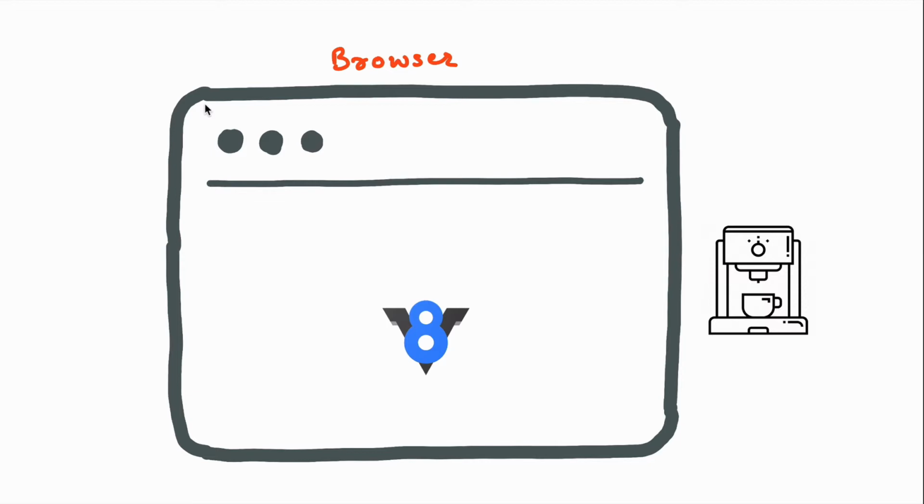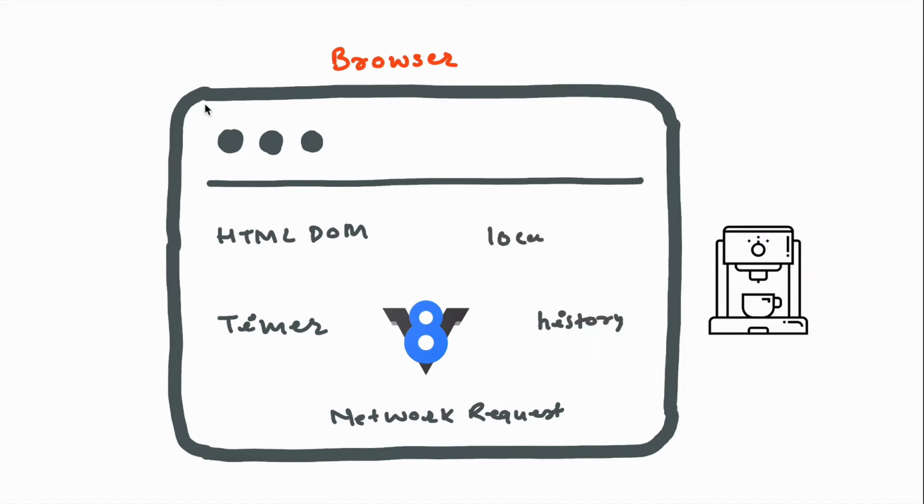But is JavaScript the only thing inside the browser? What are the other things present inside the browser that are not even a part of JavaScript? They are HTML DOM. Then we have things like timer, using which we can schedule any tasks to happen in the future. So we have a way using which we can make network requests. Then we have things like history, we have things like location. So in this way, we can see many other things, right? These are just a few of them that we are mentioning right here.